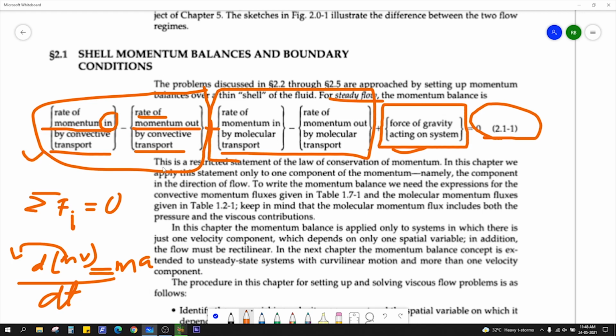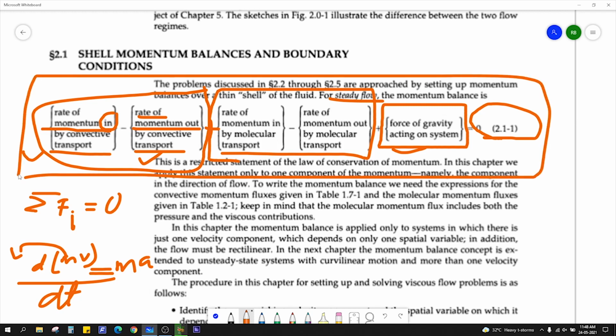So this is nothing but the force arising because of the convective transport, right? So this is a general equation. Okay, using this equation only you have to do the shell momentum balance for all the problems, so you can remember this.